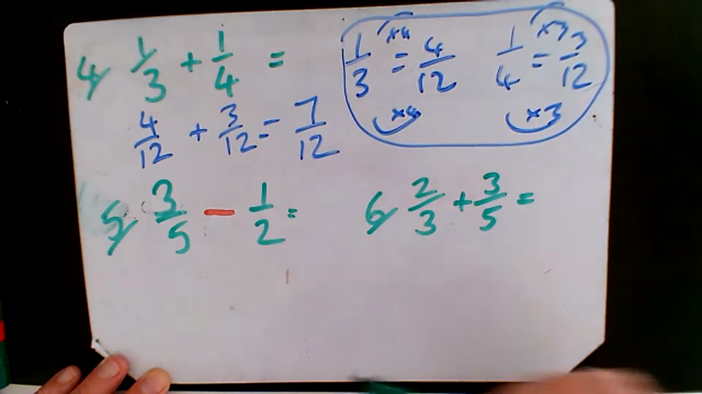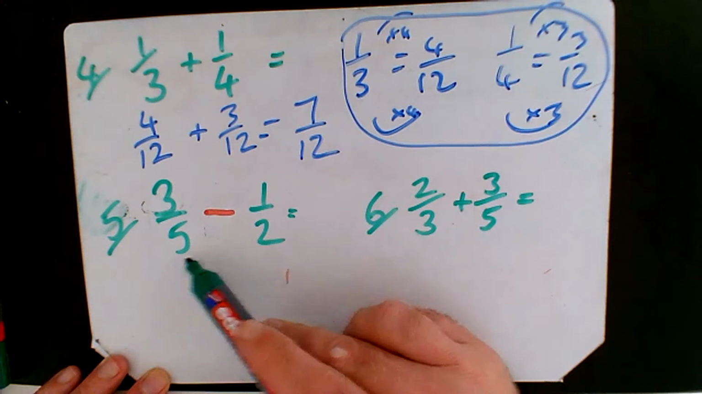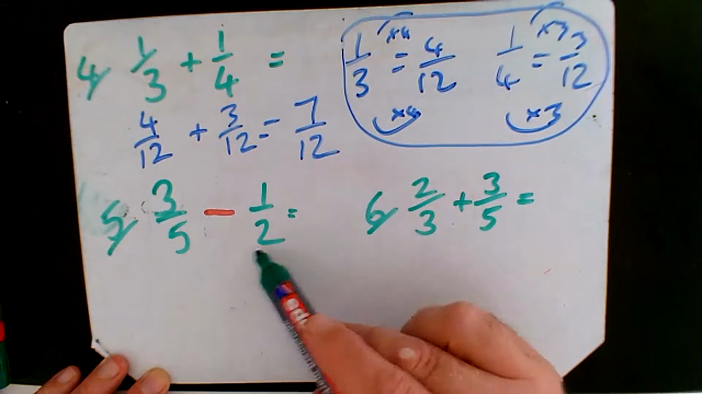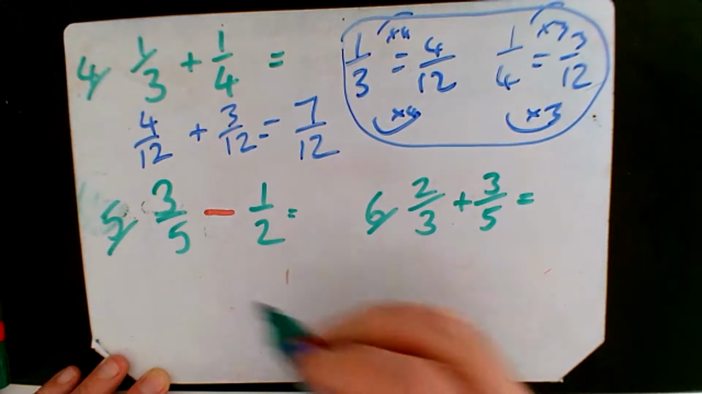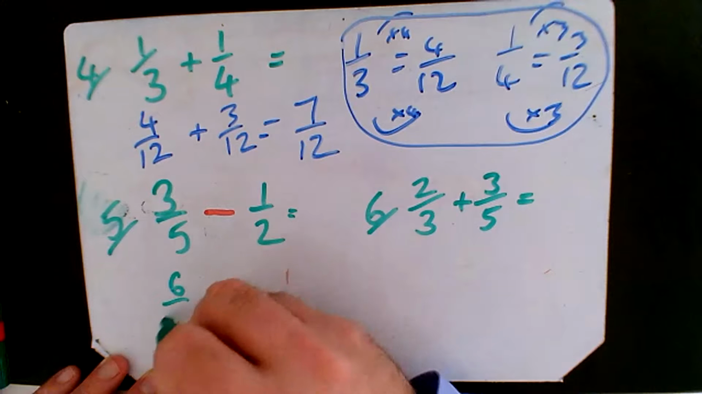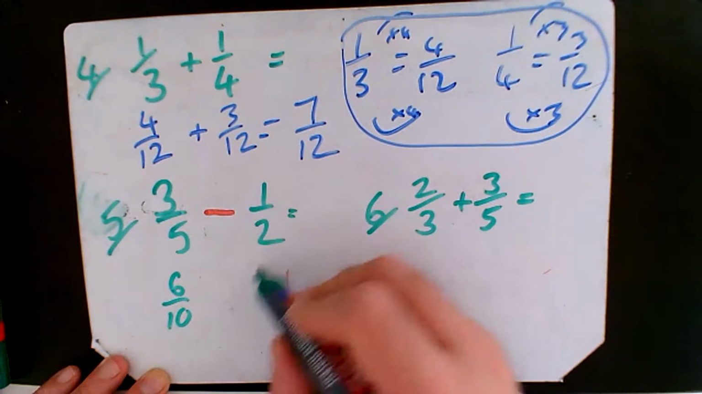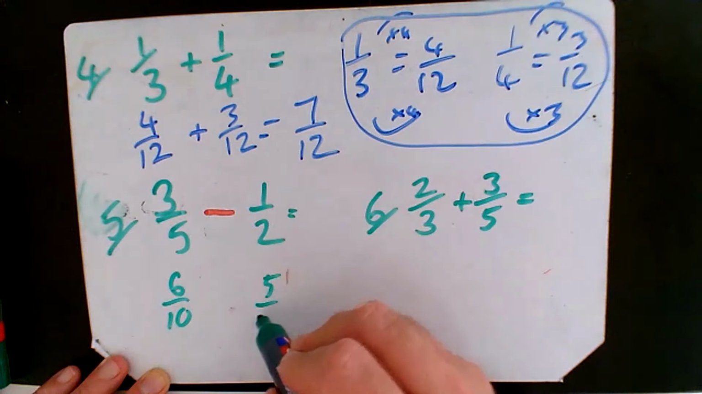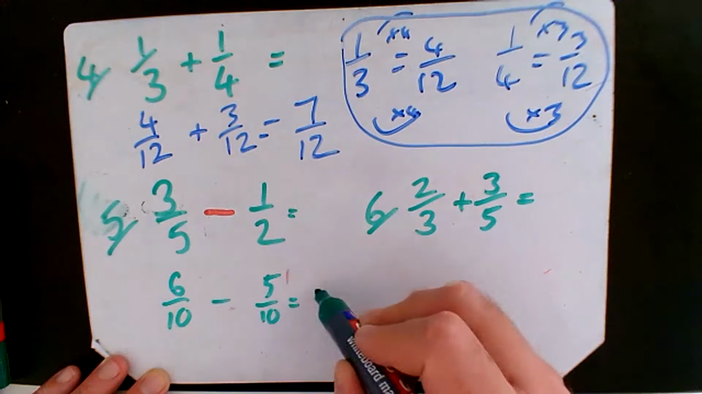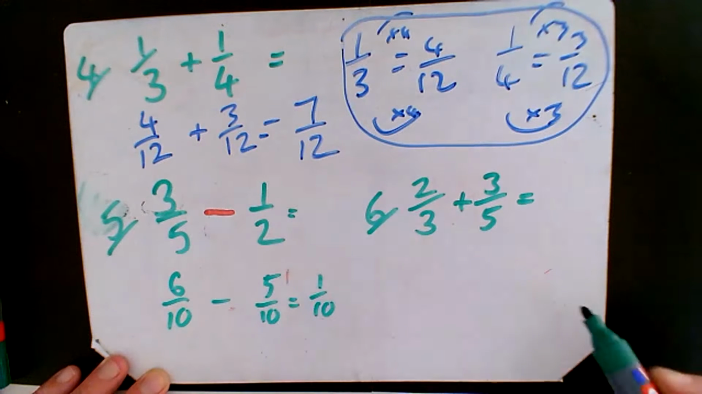Right, let's have a little look. I'm going to jump ahead a little bit. I can see that they're tenths. 5 times 2 is 10, so I'm going to put them into tenths. So this is 6/10. 1/2 is 5/10. So we should have 1/10 as our answer.